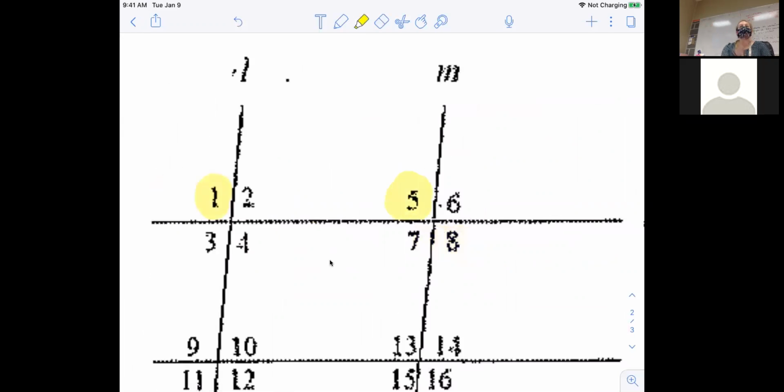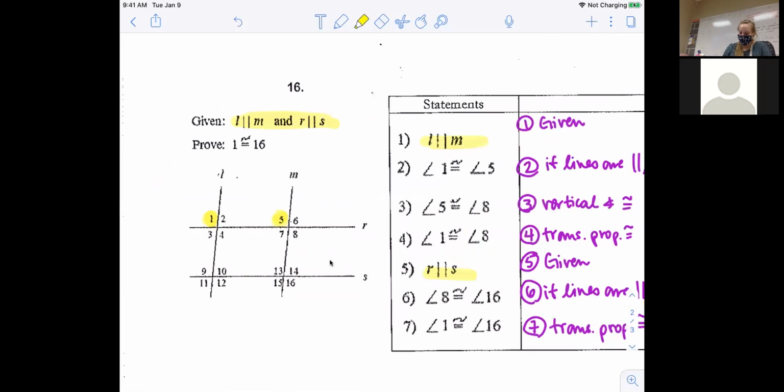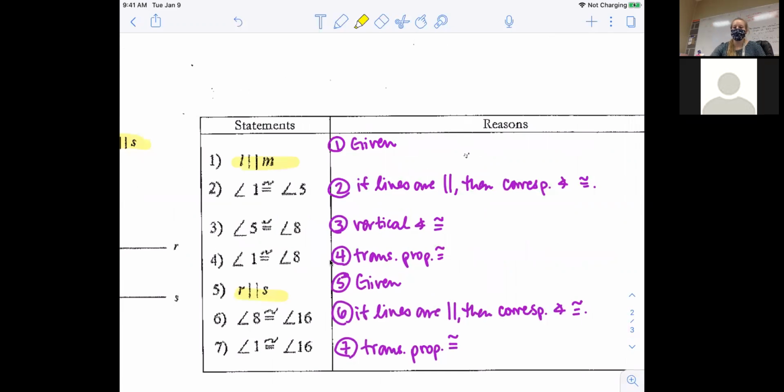We remember all of our relations between angles and they're corresponding. So I know 1 and 5 are corresponding, so they're congruent. And so I write my theorem, if lines are parallel, then corresponding angles are congruent.